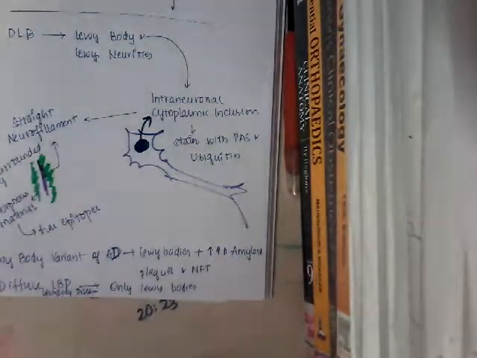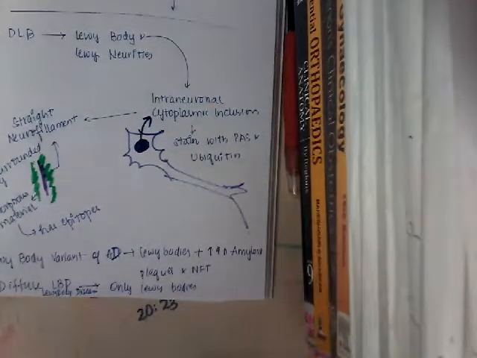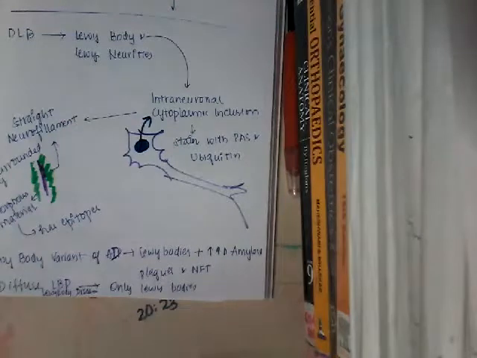So this is about Lewy bodies and Parkinsonism. Treatment is symptomatic. If there is psychosis, you have to give antipsychotics, and if there is decreased acetylcholine, then you can give a cholinesterase inhibitor. So depending upon the symptoms, you have to treat it. So this is about dementia with Lewy body and Parkinson's disease dementia.